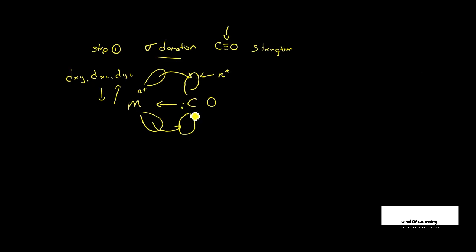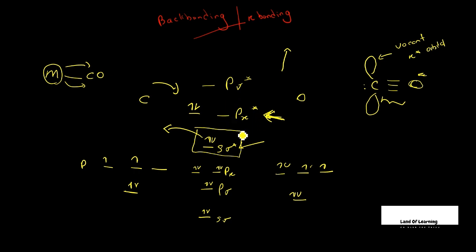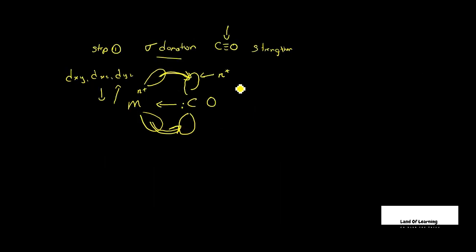But if the pi bonding happens, then our metal center will donate electron density back to our carbon monoxide again, which will populate our anti-bonding orbital. Then carbon monoxide will be weakened. You need to have a good idea about that. So step 1 is the sigma donation, and step 2 is the pi bonding, or we call it back bonding.